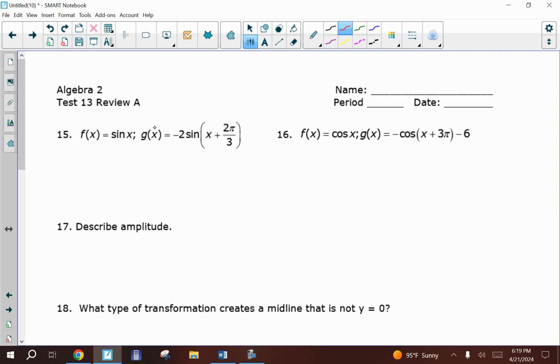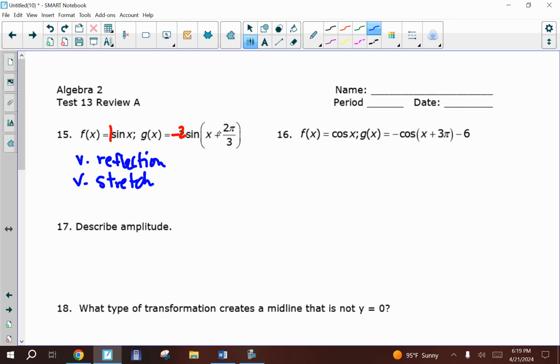Let's see. This one has a few things. So usually this has a 1, but it switched to a negative and it switched to a 2. So that's actually 2 different transformations. So the negative is a vertical reflection. And then the 2, it went from a 1 to a 2. So that's a vertical stretch.